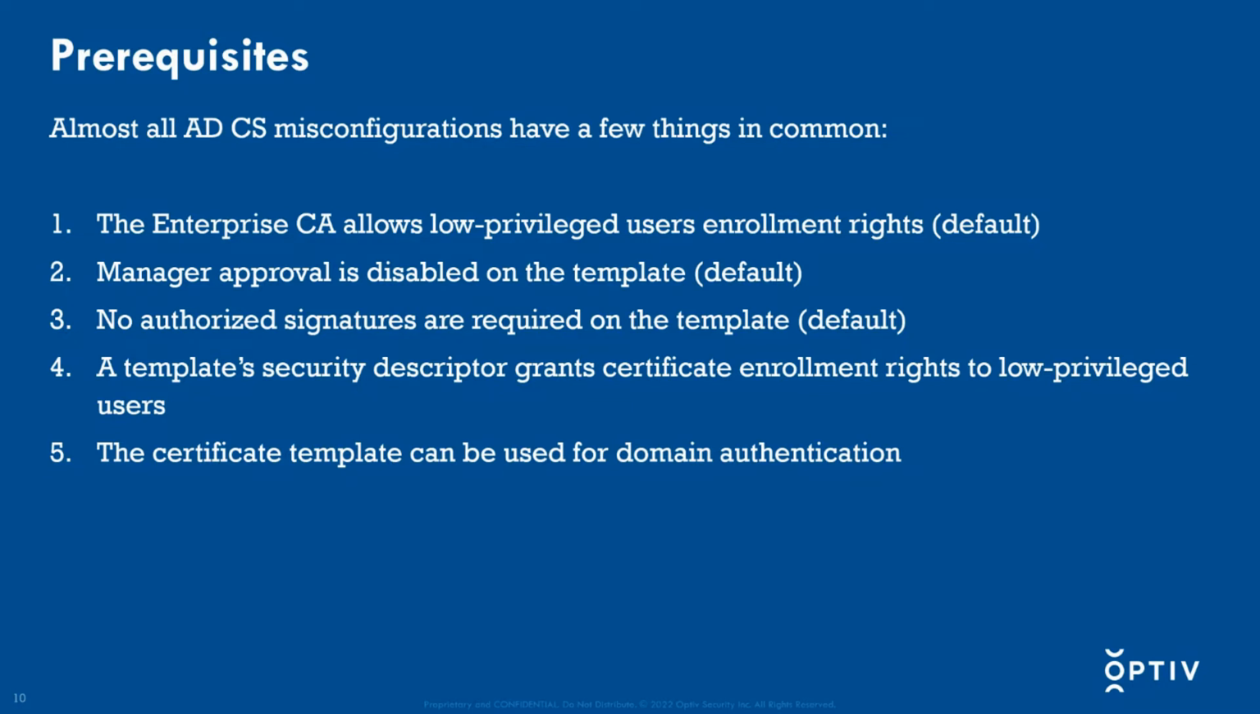The third one is similar to manager approval, but in this case, it needs an existing certificate to sign the new certificate before it will be issued. So again, this is not enabled by default in ADCS. Moving on to the next one. This is the actual security descriptor on the certificate template allows for users to enroll within it. And then lastly, the certificate template can be used for domain authentication. This is going to be those EKUs we saw before, where the certificate could be used for client authentication.